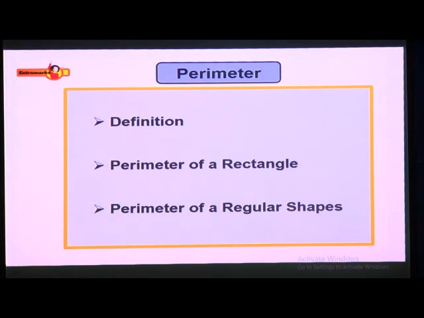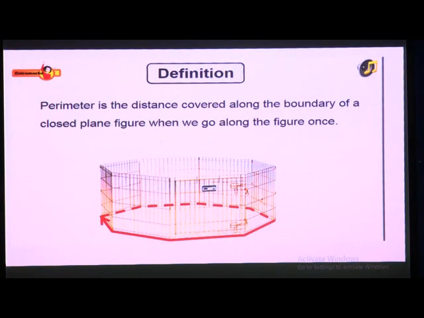Now we are going to see more about perimeter. In perimeter we are going to study the definition of the perimeter, then perimeter of a rectangle and perimeter of regular shapes, and we are going to solve a few examples and learn the formula of the perimeter of different shapes and much more. So let us start.